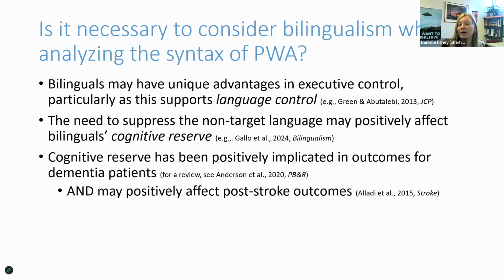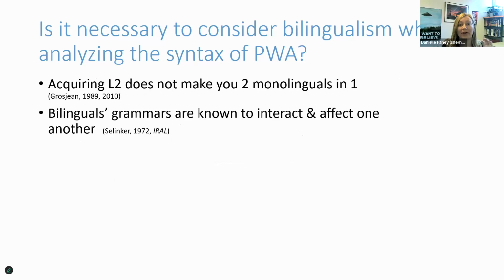But even more so, there might be a relationship not just for dementia, but for post-stroke outcomes. Now, this research is very new. There's not a lot of it, but there are some examples that suggest this. So I hope at this point we're thinking, yes, I need to consider bilingualism if I have a bilingual aphasia patient. So how do we consider their bilingualism?